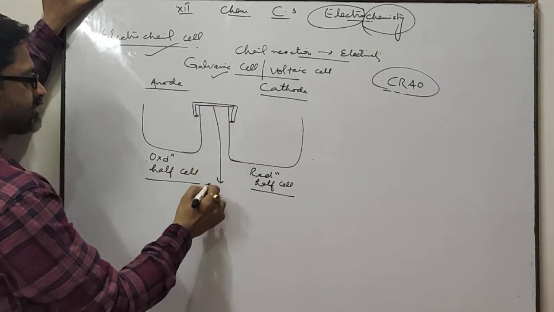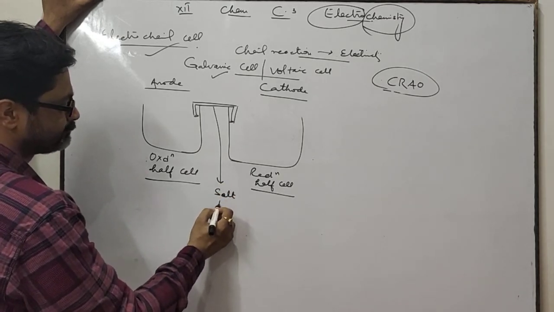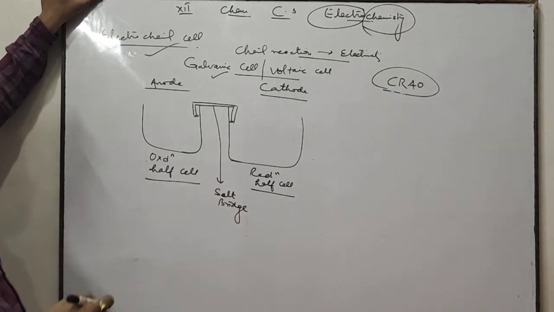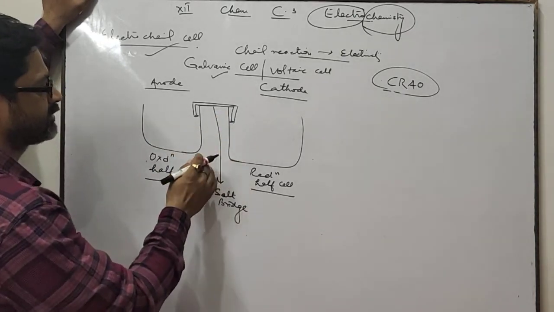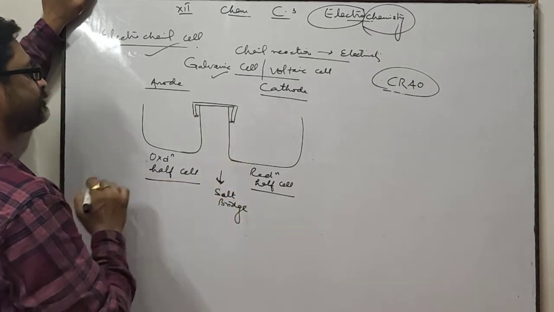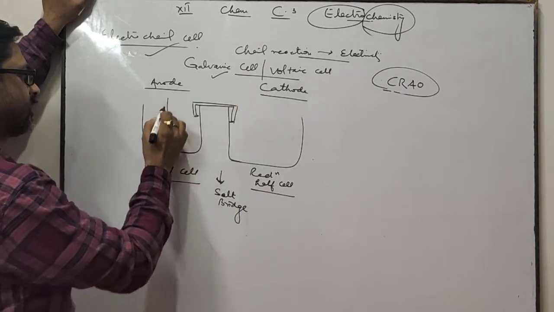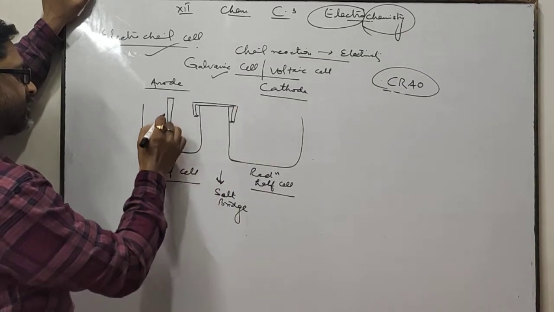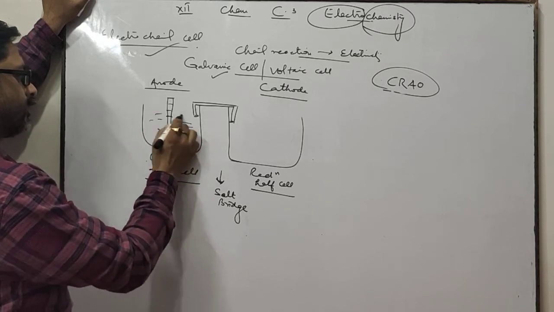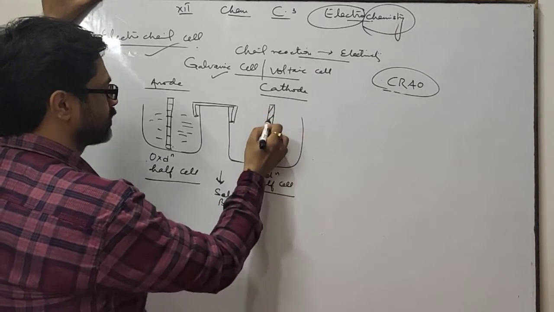That one is known as what? Salt bridge. You know about this in class 11th. Salt bridge is the connection between these two electrodes, these two half cells. This one is anode, this one is cathode. Here a metal rod is placed in its salt solution. Here also another metal rod is present in its salt solution.